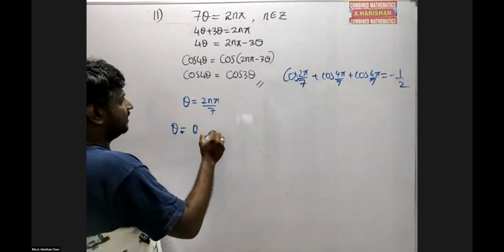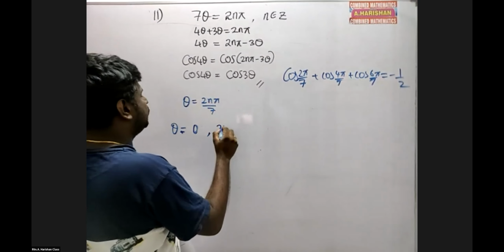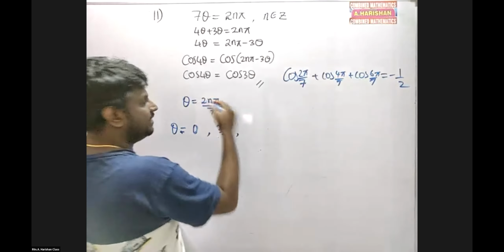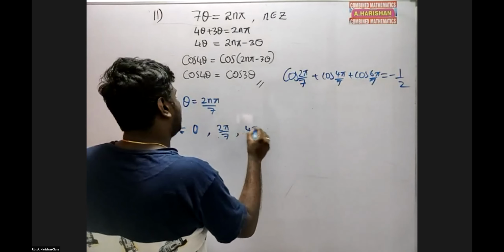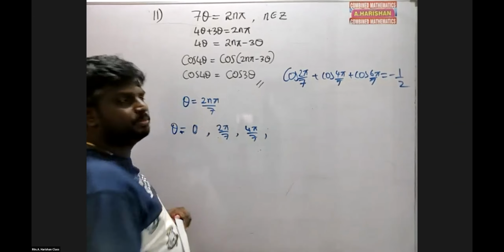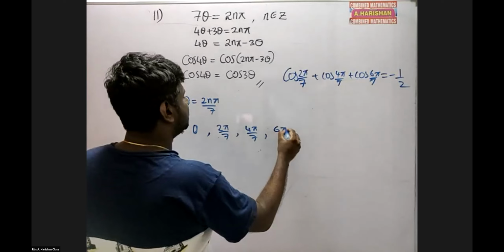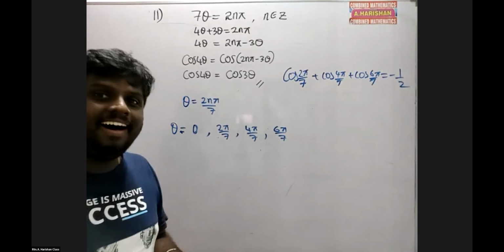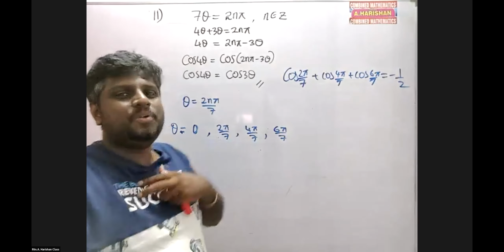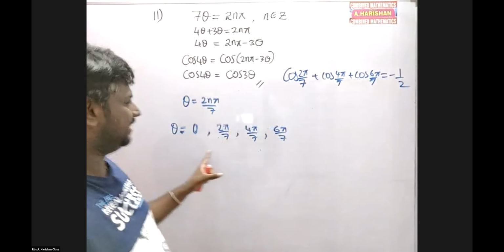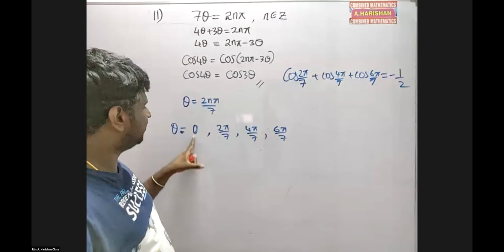Other one, put 1 for n: 2 pi by 7 can be a solution. Yes. Other one, by putting 2 for n, 4 pi by 7. By putting 3, 6 pi by 7. Now only I got it. Oh, so now I can see these values here, by putting n equals 0, this one and this one.